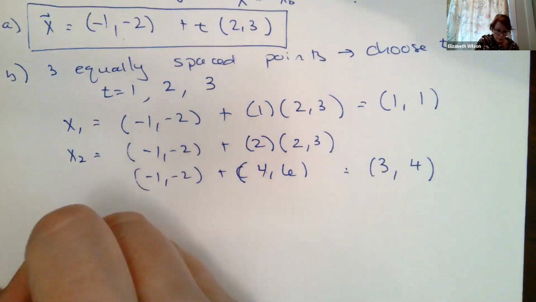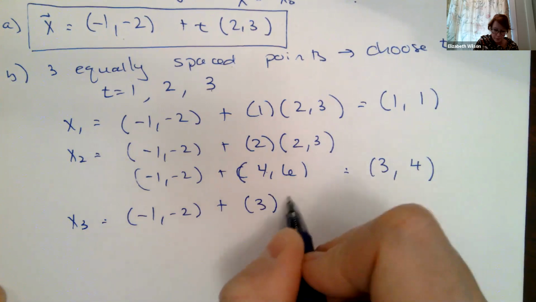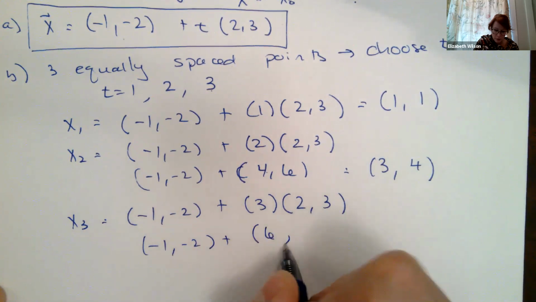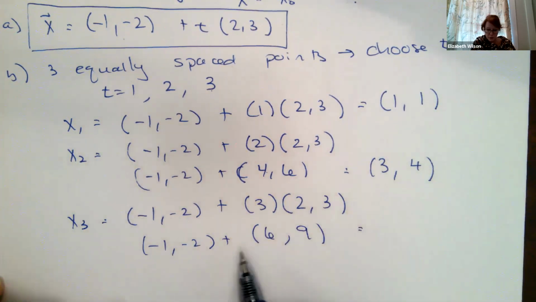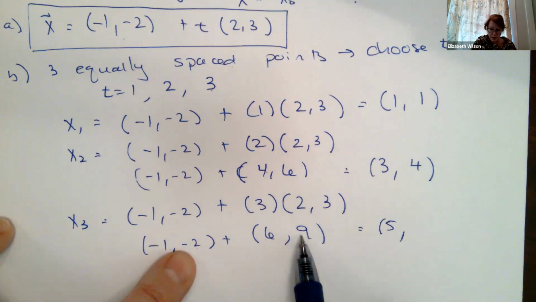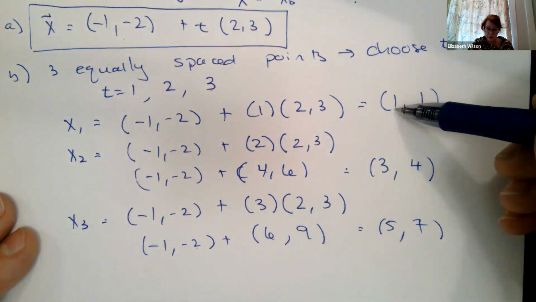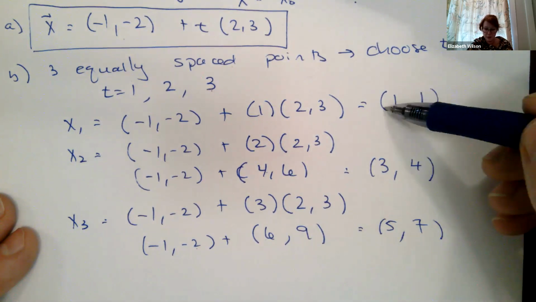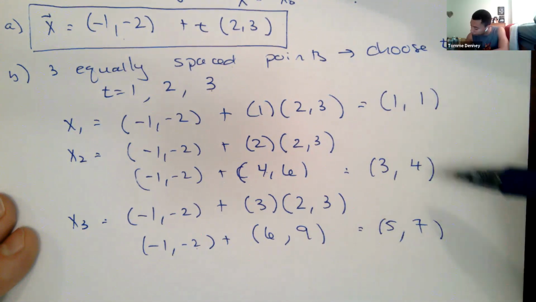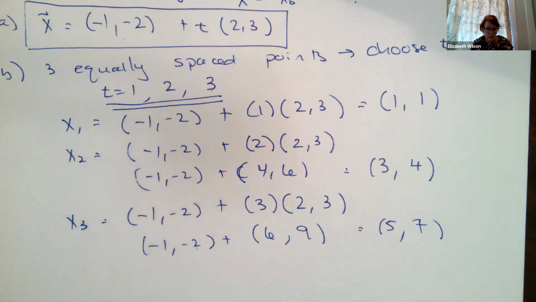My next point is (-1, -2) plus t equals 3 times my vector: -2 plus 3 times 2, 3 times 3. So -1 plus 6 is 5, and -2 plus 9 is 7. You can see it in here. Look, I've gone 2 spaces between my x's, and 3 spaces between my y's. All I did was choose t values that were equally spaced apart. They were just consecutive t values.